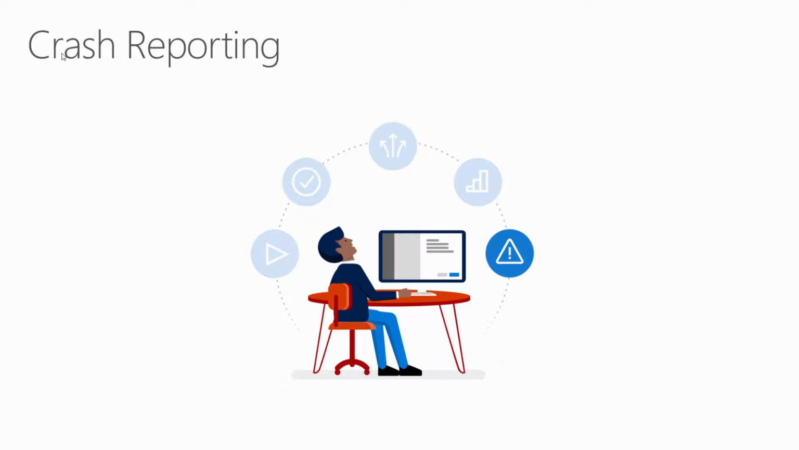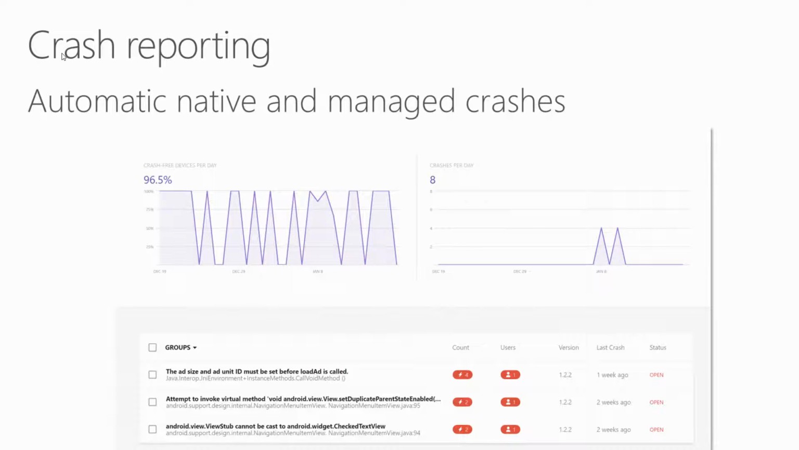But we also want to make sure that we get great crash reporting. And the Mobile Center crash reporting with a single line of code to initialize the Mobile Center SDK gives us automatic native and managed crash reports for any of our iOS or Android applications. So here, for instance, we can actually see how crash-free our applications are, how many crashes per day there were. And then, for instance, down the bottom, we can say, hey, these are actual crashes that are occurring, and I can open them, I can close them, I can resolve them automatically.